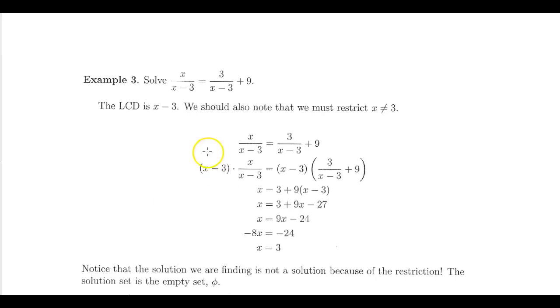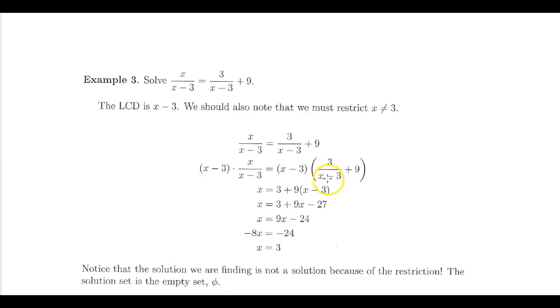So here we have the equation x over x minus 3 equals 3 over x minus 3 plus 9. So the LCD is x minus 3. Also, we need to make the restriction that x is not equal to 3, because if we put 3 in for x in the denominator, we would get 0. So we just want to be careful when we solve this. If we get x equal to 3, then the equation won't have a solution. So we just want to be careful about that.